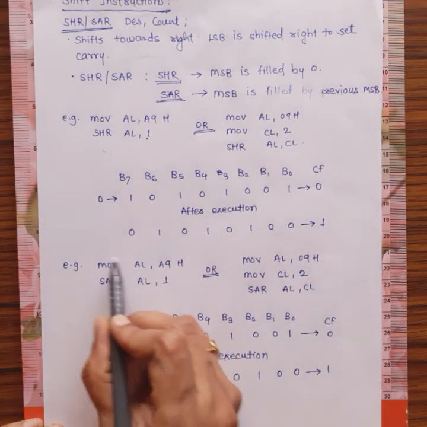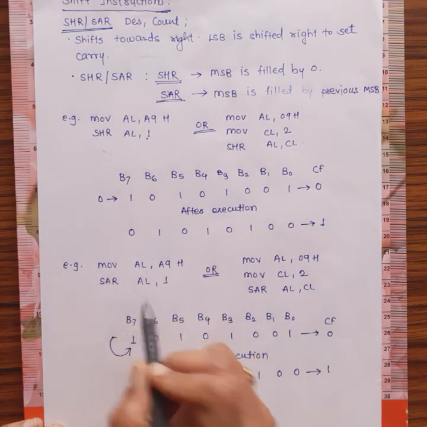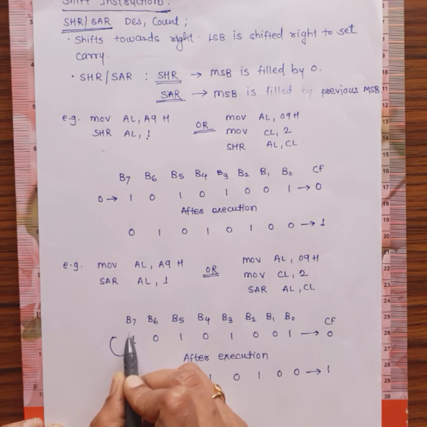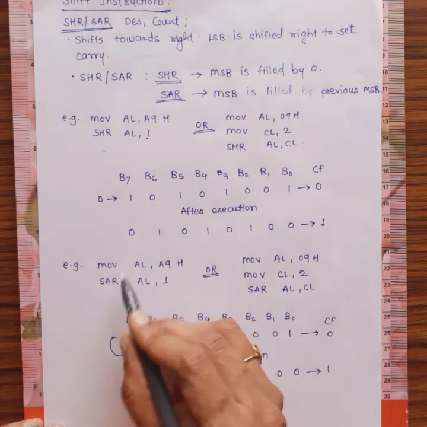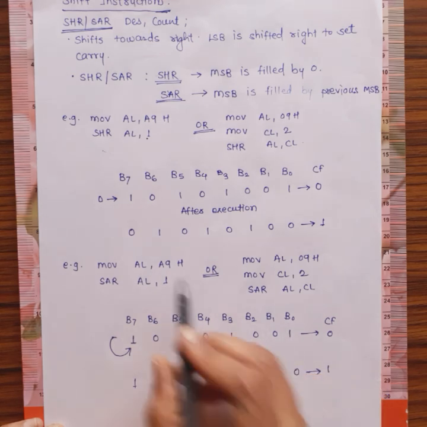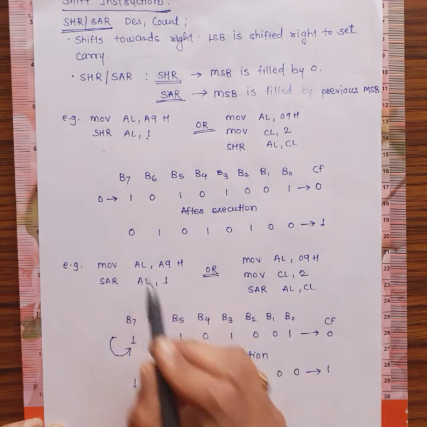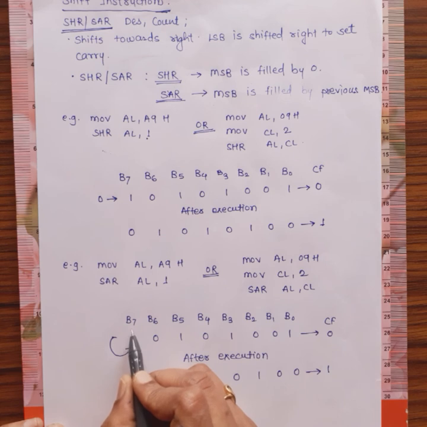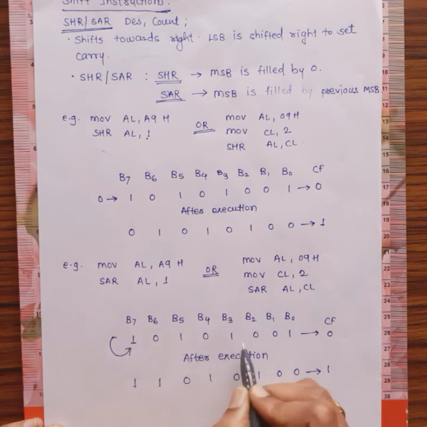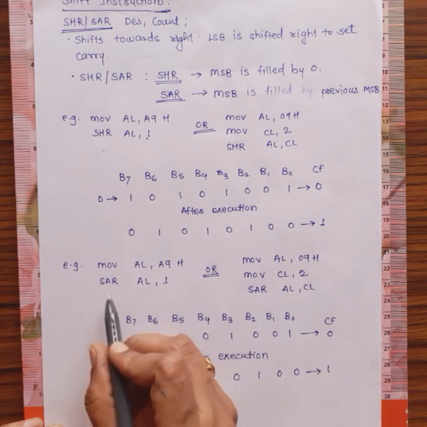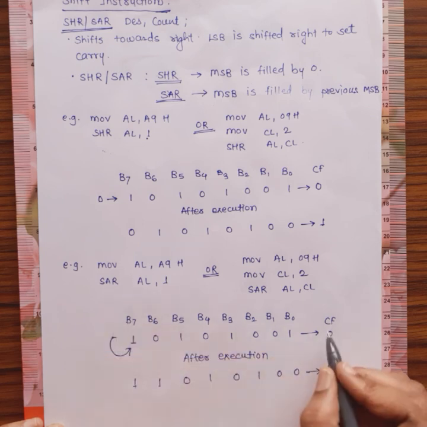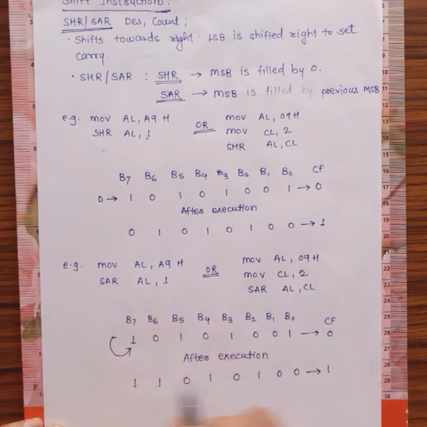Now let us see the execution of this set of instructions. A9 is stored into the AL register, so B0 to B7 is containing 10101001 before the execution of this SAR instruction, and the carry flag is set to 0.